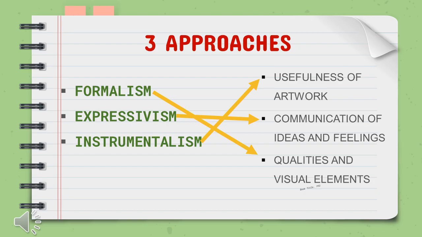So formalism refers to qualities and visual elements, its form. Expressivism refers to communication of ideas and feelings, on how you are going to express it to your readers or your viewers or whatsoever. And the third one, we have instrumentalism, which refers to the usefulness of artwork.